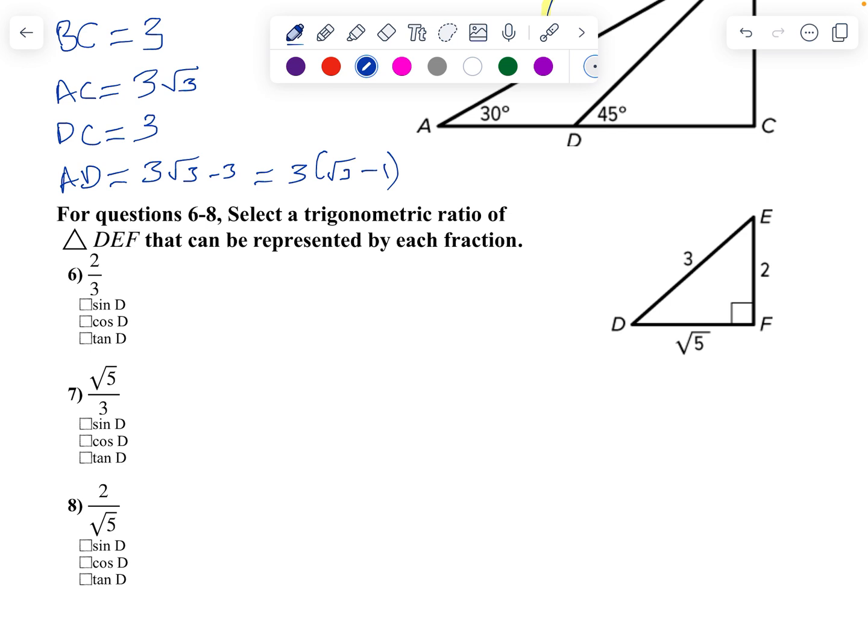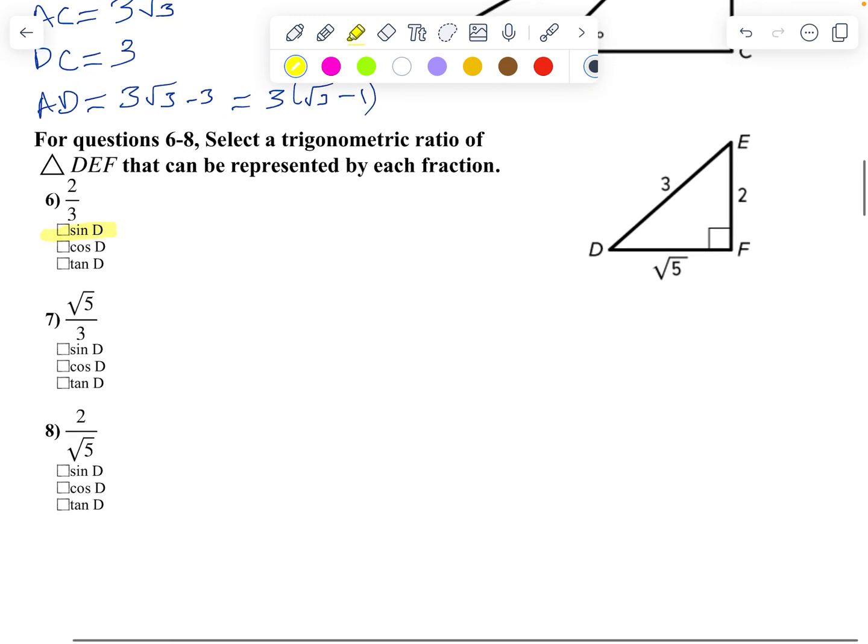Okay, now, look at your ratios. I'm looking at angle D. I got 2/3. Opposite and hypotenuse. When I'm doing 2/3, so opposite of D, hypotenuse is 3. So opposite over hypotenuse, SOHCAHTOA. I saw some of you write that on your test. That's what we did.